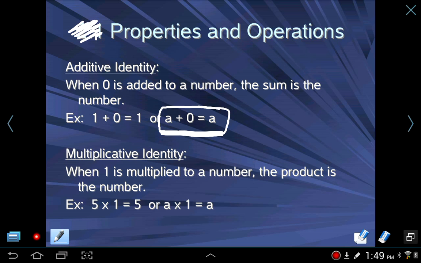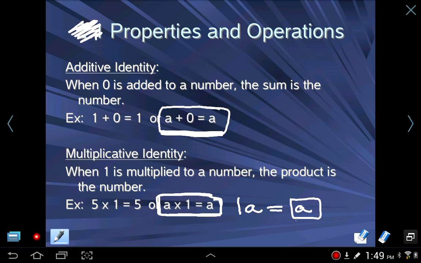For multiplicative identity, it's when you multiply 1 to a number. So like 5 times 1 is 5. Again, this one is extremely important to know that a times 1 is a. Another way you'll see this is 1a. A lot of people write 1a down. Well, 1a is just the same thing as a. And again, when we're solving equations and working, you need to remember that 1a equals a.